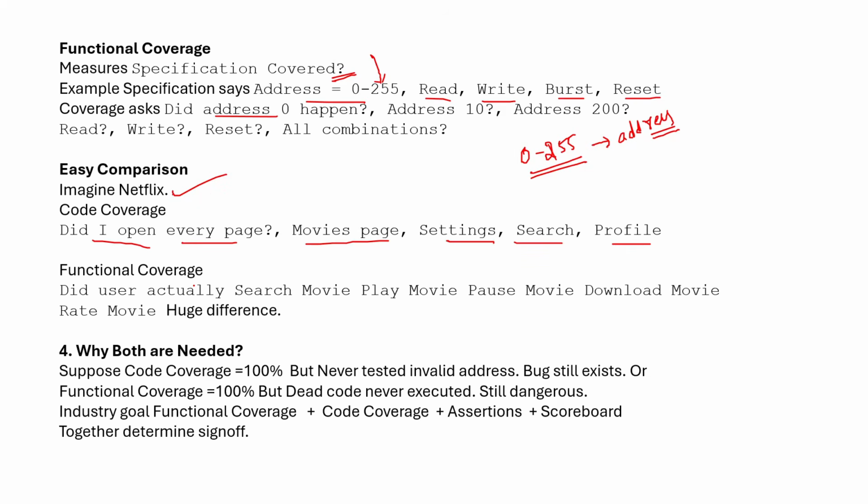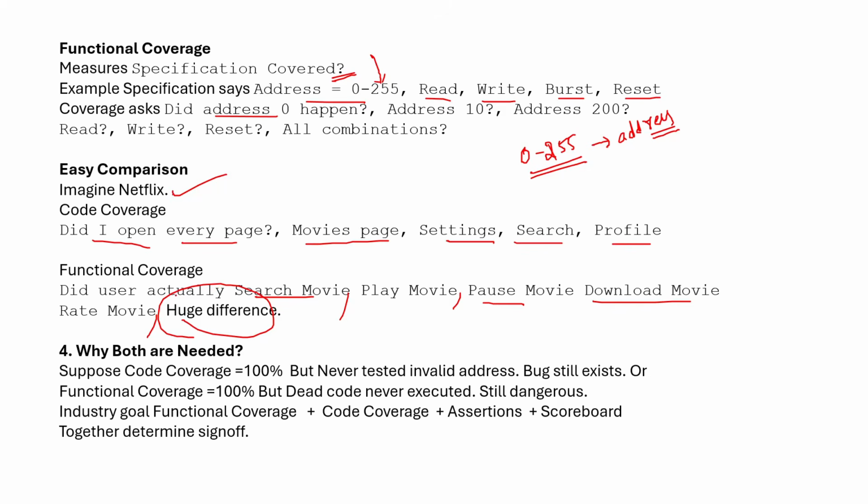And then functional coverage: did the user actually search a movie, play the movie, pause the movie, or download the movie, and what rating you are giving? These are all verified through functional coverage.